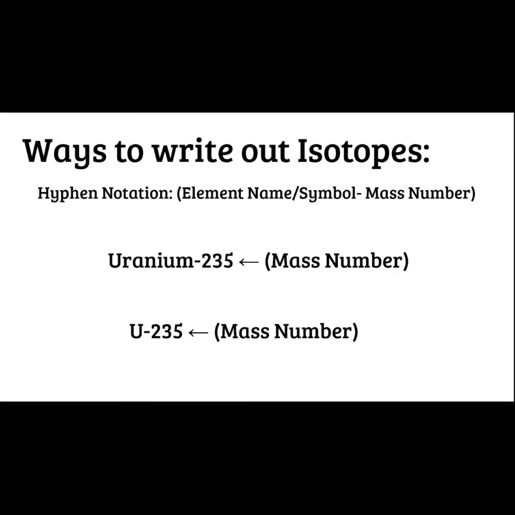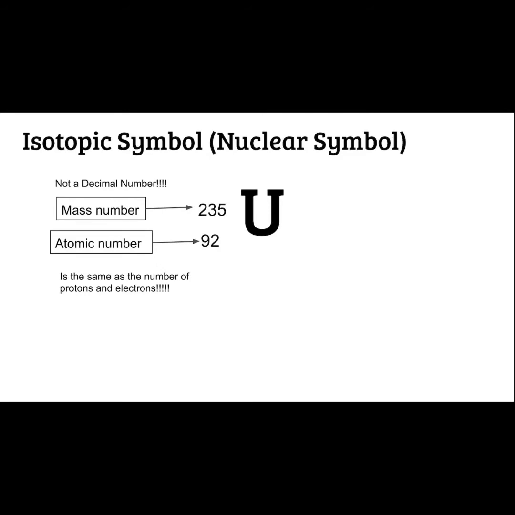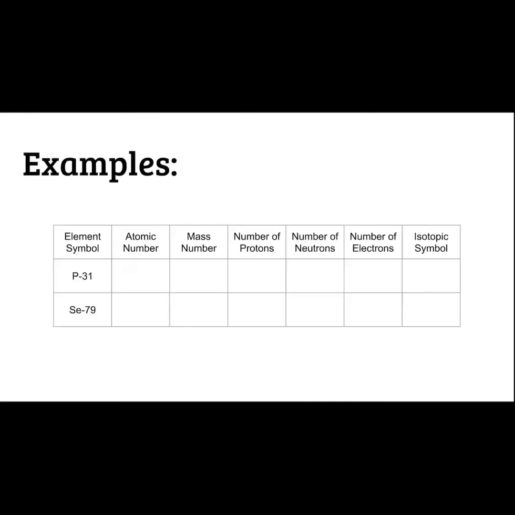So when we see isotopes, it's written in hyphen notation, which is the element name or the symbol, and then the mass number. So it can be written with the name or the symbol. Here I have uranium-235 and U-235. Both of those are the same thing. That 235 tells us the mass number. We can also write the isotopic symbol, which is sometimes called the nuclear symbol. This is where I have the actual symbol of the element, so U, and then on the top I have the mass number, on the bottom I have the atomic number.